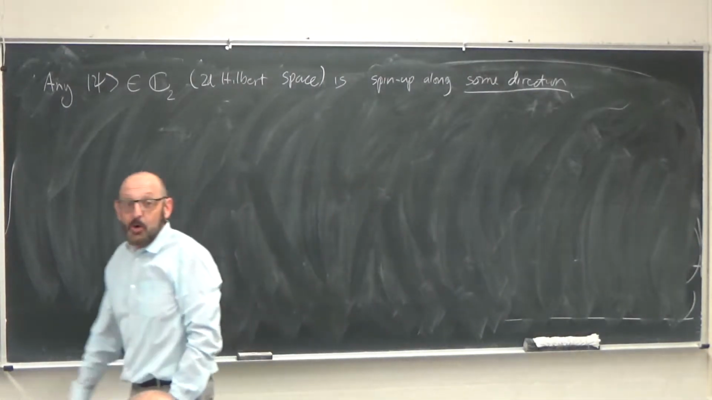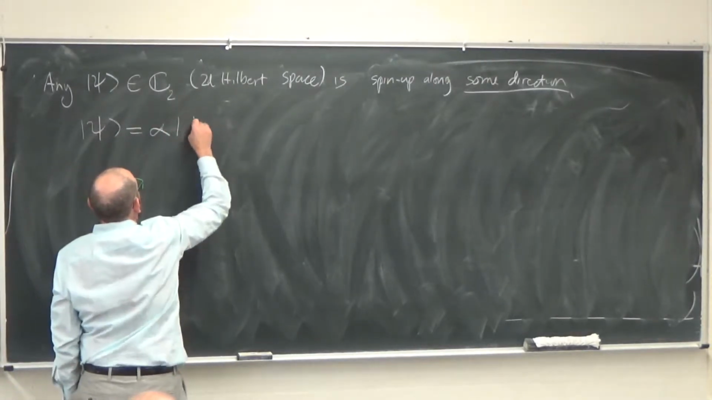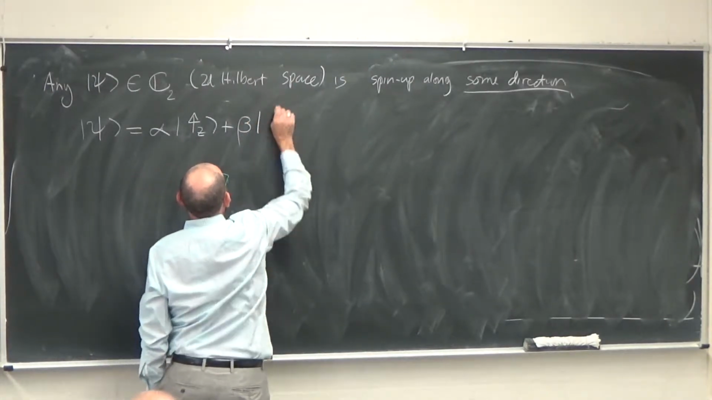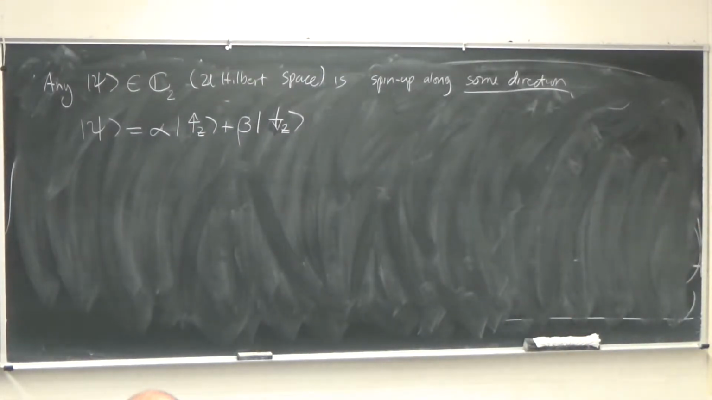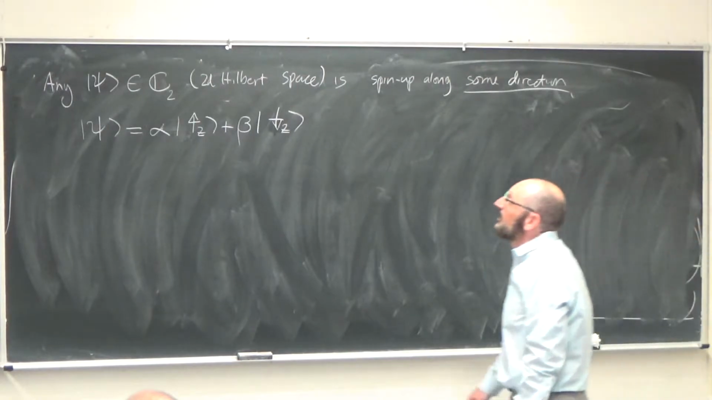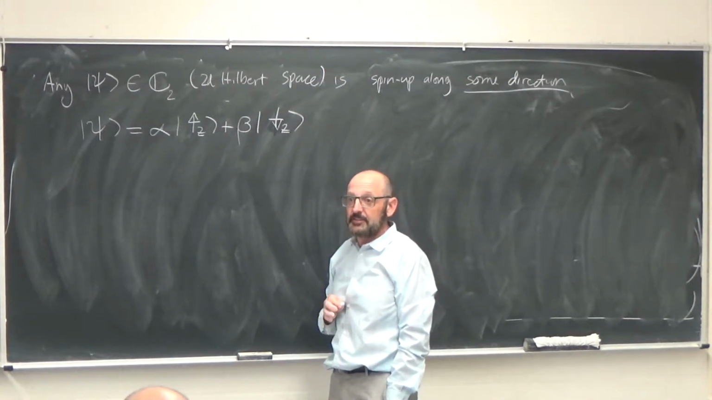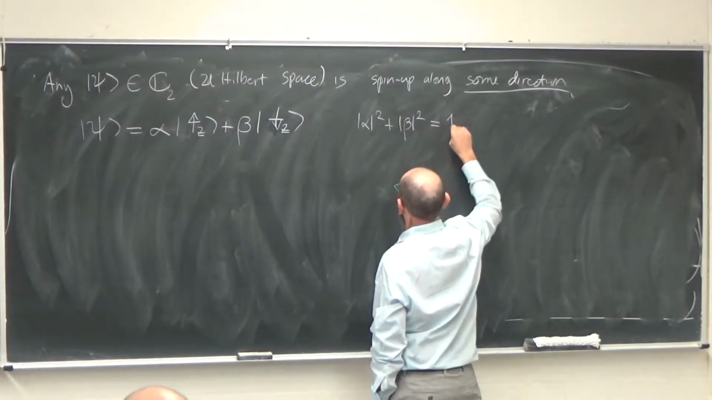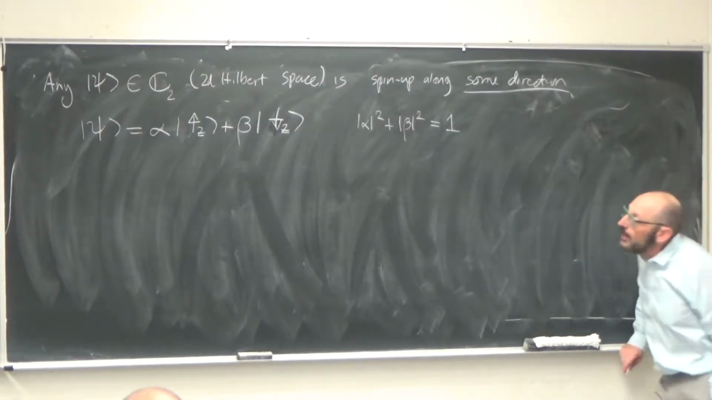How can we see that? Well, if this is some state in the Hilbert space, it can always be expressed as a superposition of spin up and spin down along z, right? Because any state in Hilbert space can always be expressed in terms of the basis vectors, and these are the basis vectors. If it's normalized, then this is true. Right? So, anybody have a suggestion? I want to ask, what is the direction?